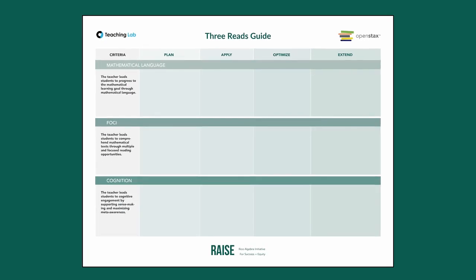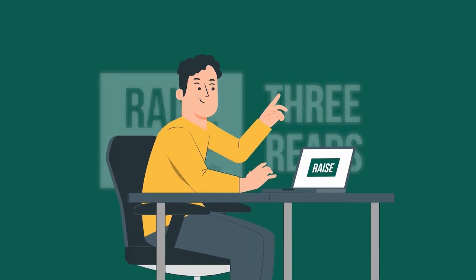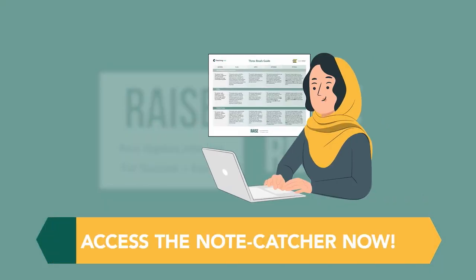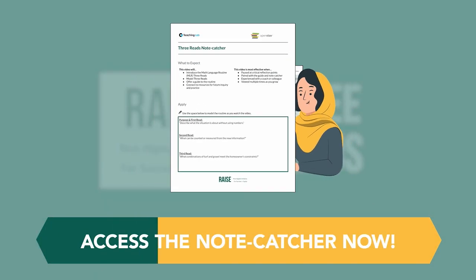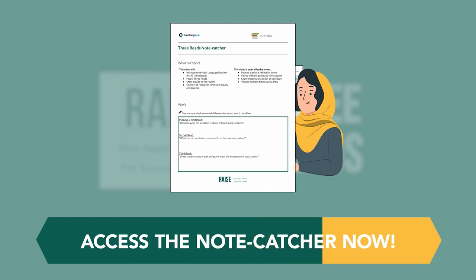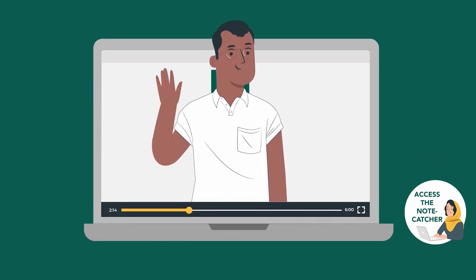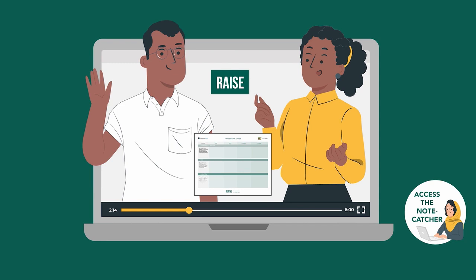Let's see 3 reads in action. Imagine you're a student in an Algebra 1 lesson and about to experience 3 reads. To engage as a student during the model, please access the note catcher to record your ideas. Now that you have your note catcher to record your ideas as a student, let's start the model. I will play the role of the teacher applying 3 reads. And I will narrate the steps of the routine as he models.